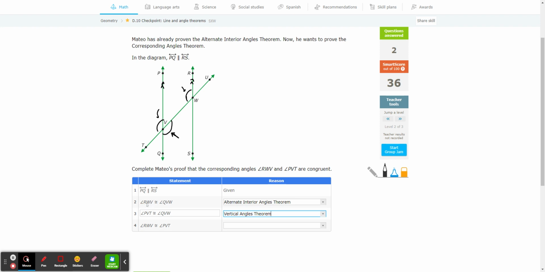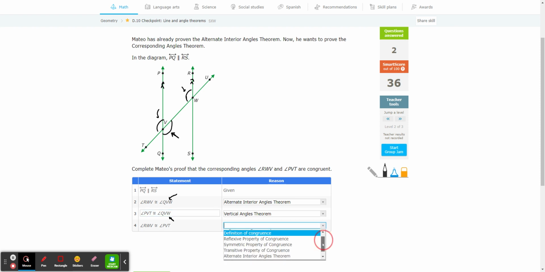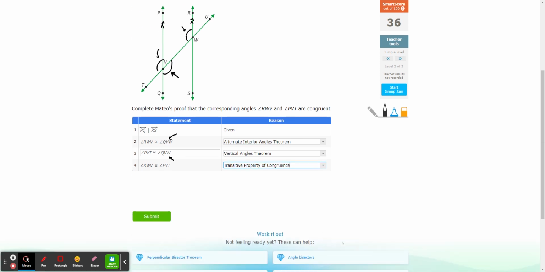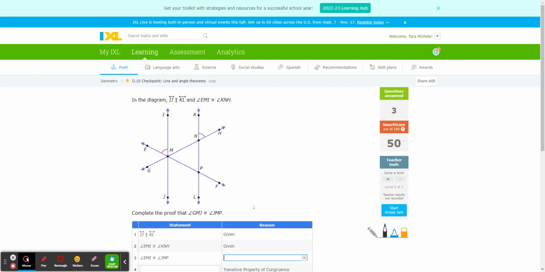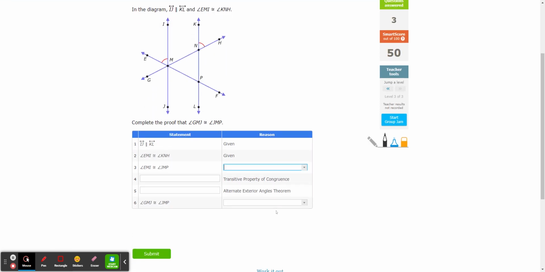All right, so we said RWV is congruent to QVW. Then we said PVT is congruent to QVW. So the reason that RWV is congruent to PVT, it's the one we've been using a lot, the old transitive property of congruence. Super. All right.